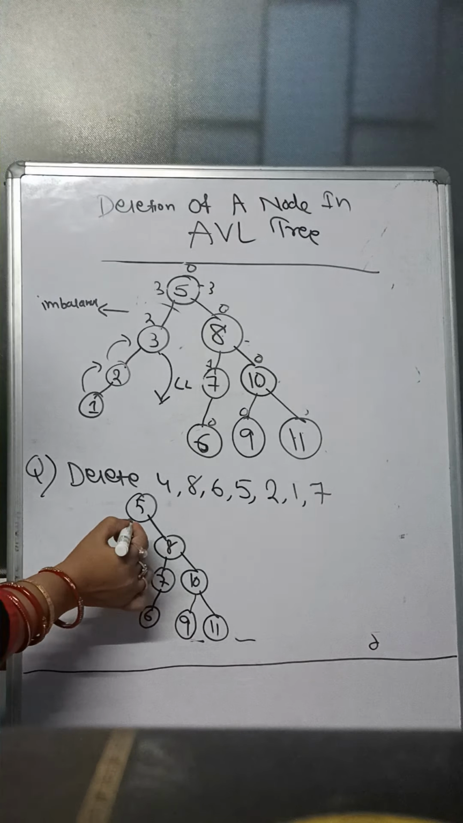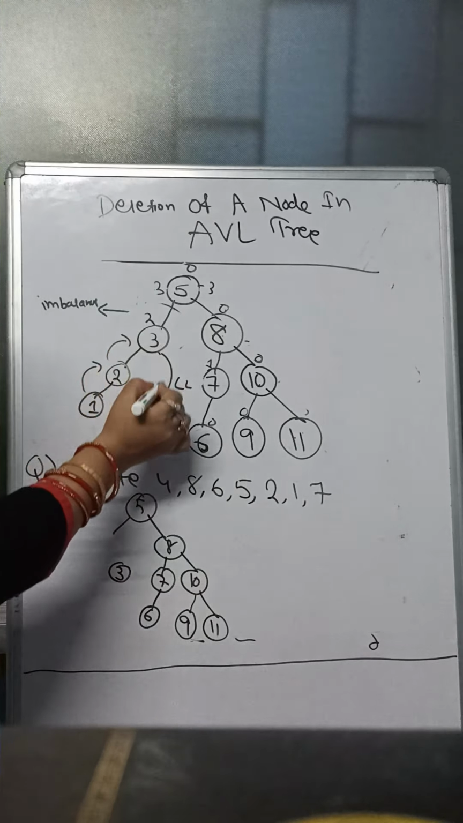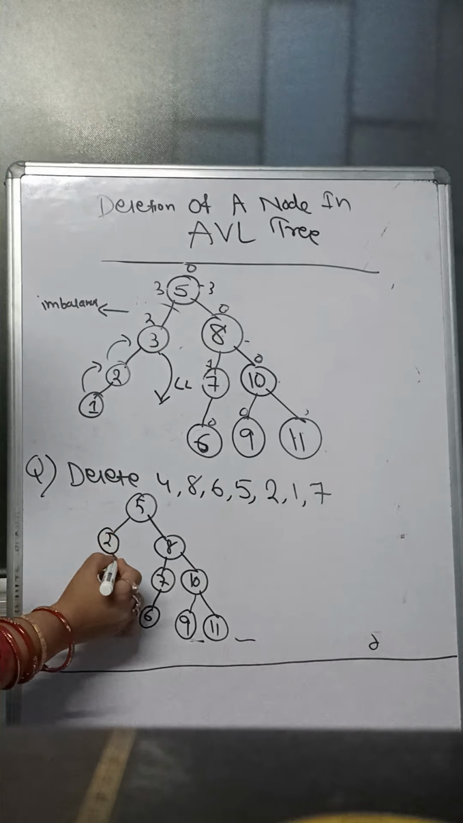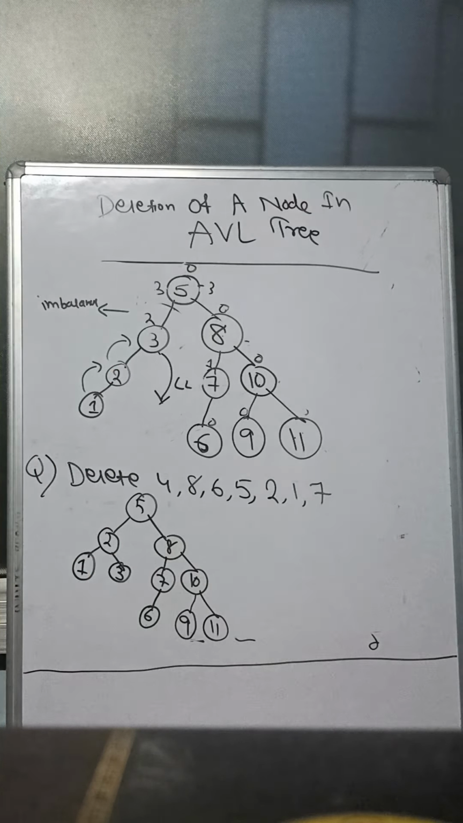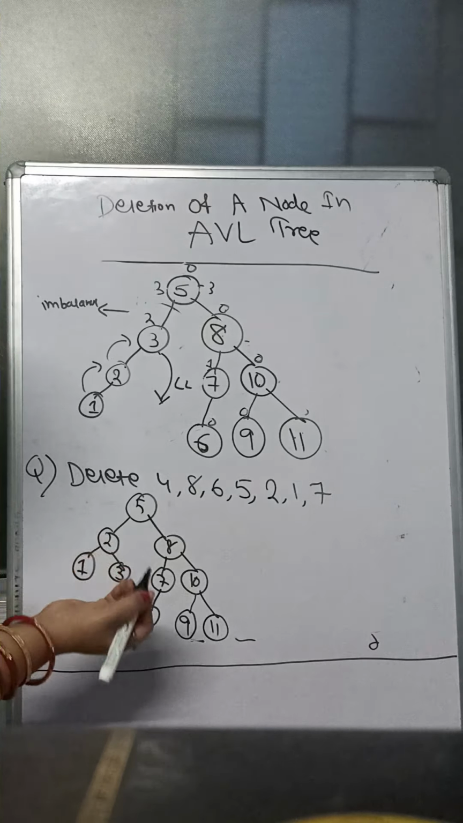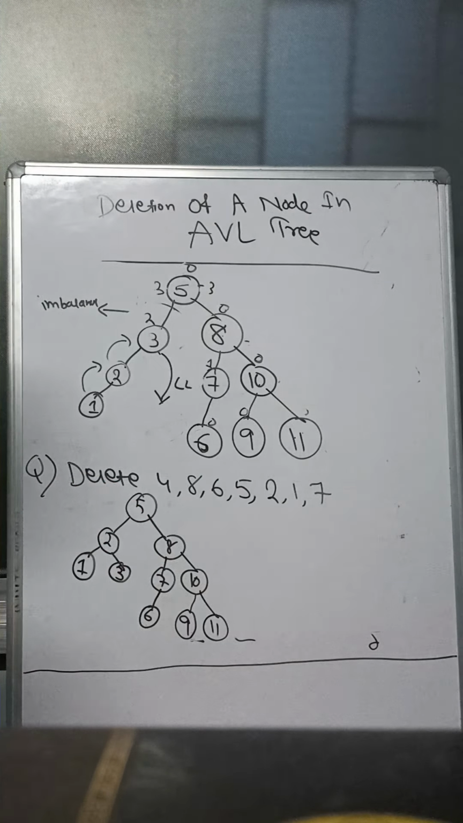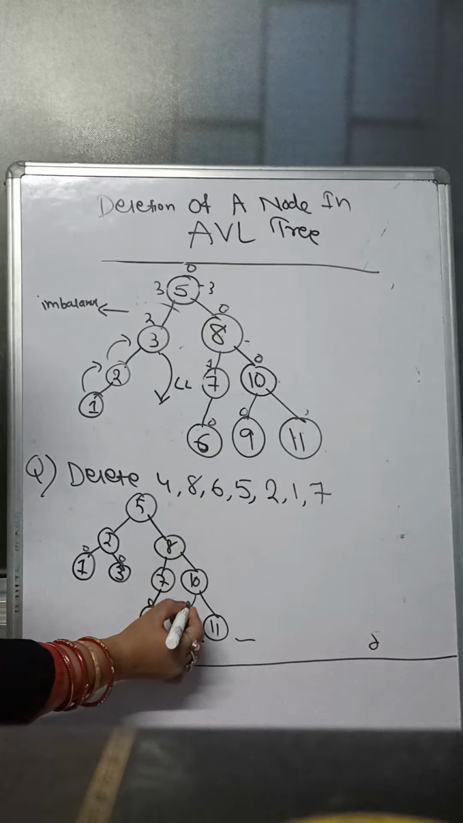Okay, now 3 is here because of the LL rotation, then 2 is at the 3 position, then 1 is at the 2 position. Okay, now my tree will be like this, and again I have to calculate the balance factor of the tree. So if the left and right difference is 0 or 1 or minus 1, then my tree will be balanced. So this is 0, 0, 0, 0, 0.